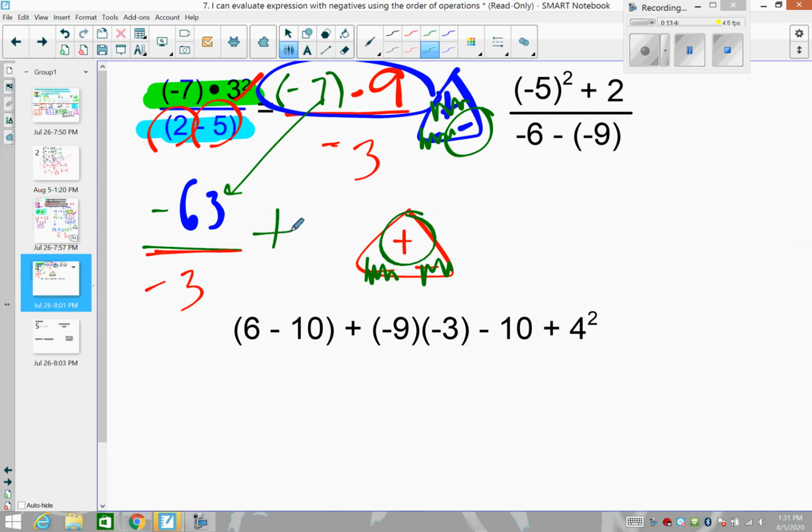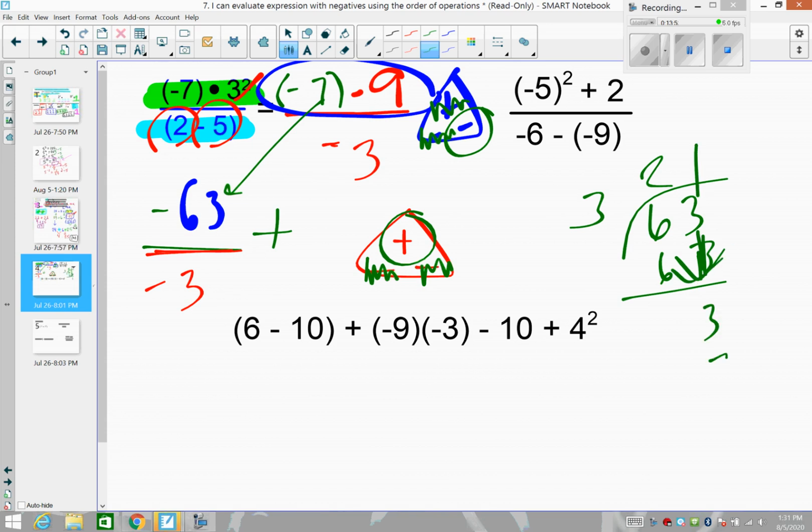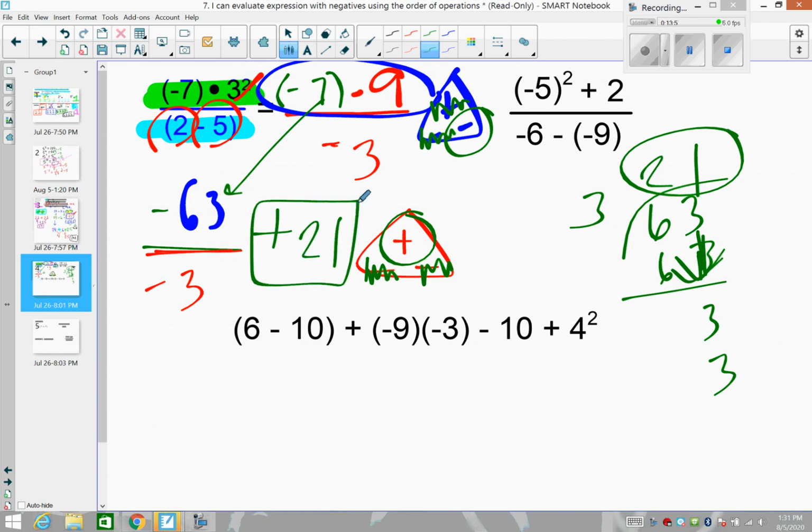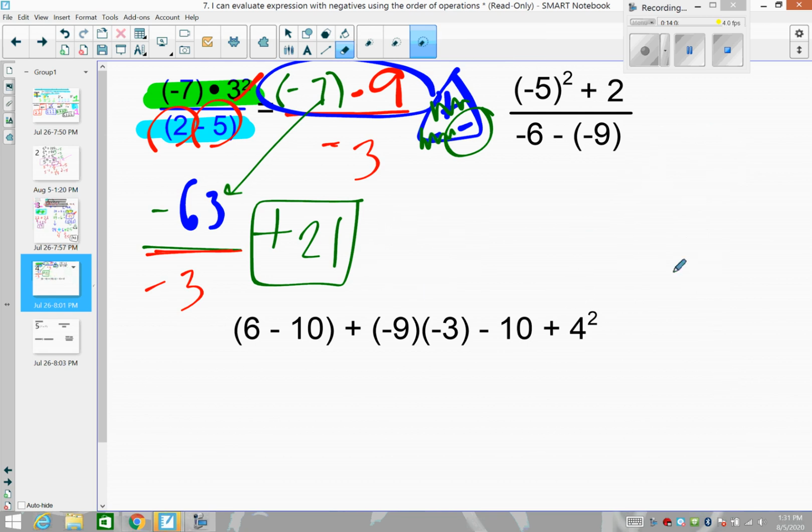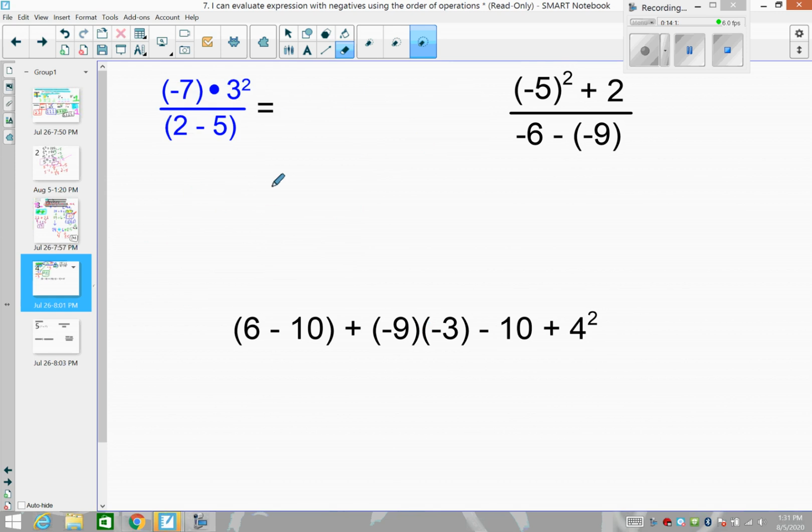Now maybe this might be a little tricky for you, but how many 3's go into 63? Well, 3 goes into 6 2 times. Drag it down. How many 3's go into 3? 1. So we know that 3 goes into 63 21 times. So the result of that expression is 21 using the order of operations. So maybe you should try that again if you struggled. Rewind it, try it yourself. Keep making attempts.